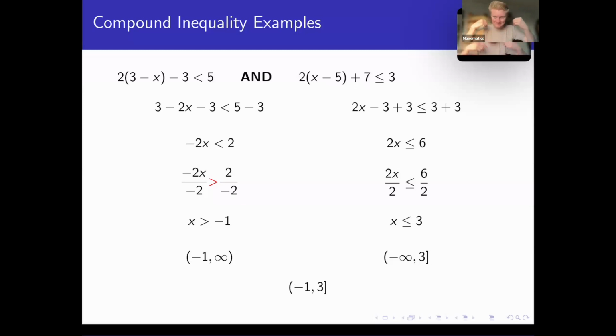So again, for or, we're looking for a union at the end because only one of the two statements needs to be true. But for and, we're looking for an intersection because both of the things need to be true.